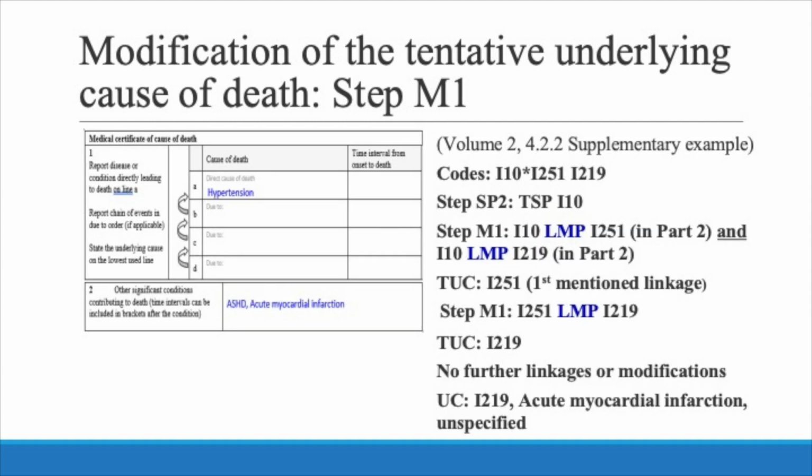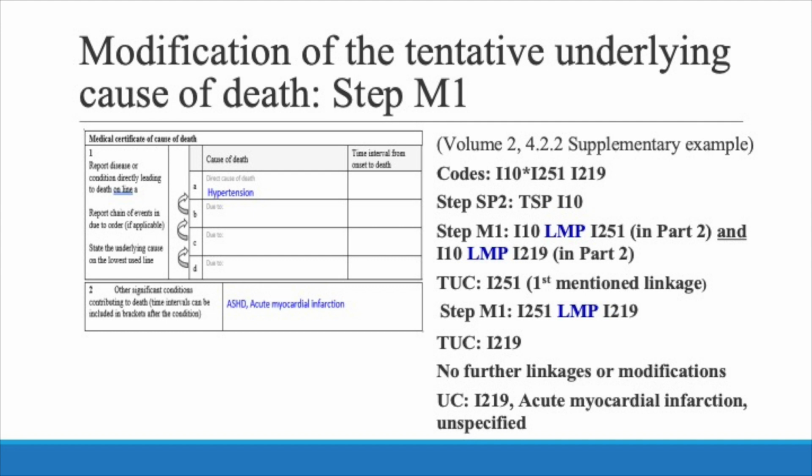One more supplementary example. On this certificate, in part 1, we have hypertension. In part 2, ASHD and acute myocardial infarction. It may strike you that this is remarkably similar to the previous example. The conditions in part 2 are in reverse order. And when you look for ICD-10 codes to apply to this record, you would have I10 in part 1, and in part 2, I251 and I219. By an application of step SP2, the tentative starting point is I10.